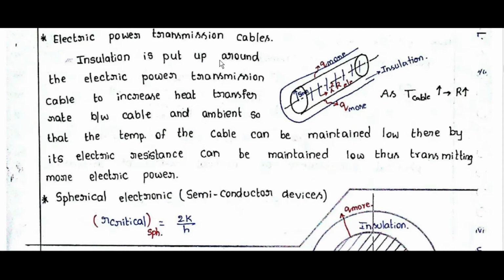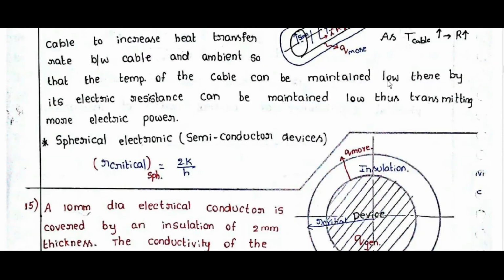Insulation is put up around the electric power transmission cable to increase the heat transfer rate between cable and ambient, so that the temperature of the cable can be maintained low, thereby its thermal resistance can be maintained low, thus transmitting more electric power. More insulation, T cable increases, R increases.